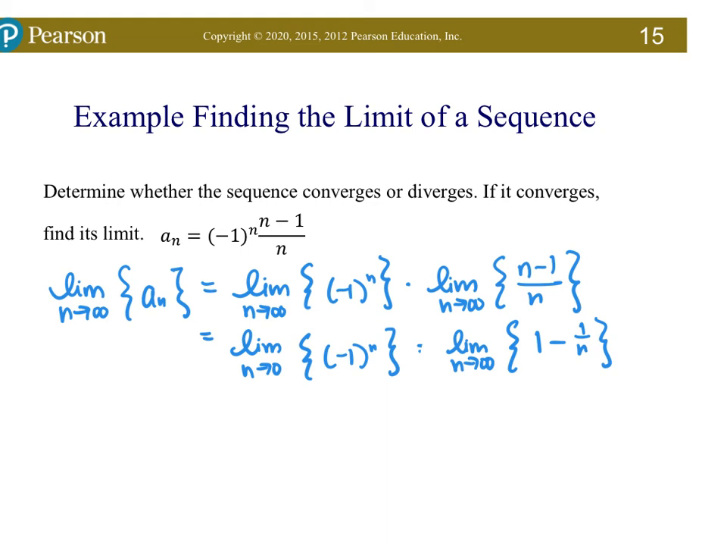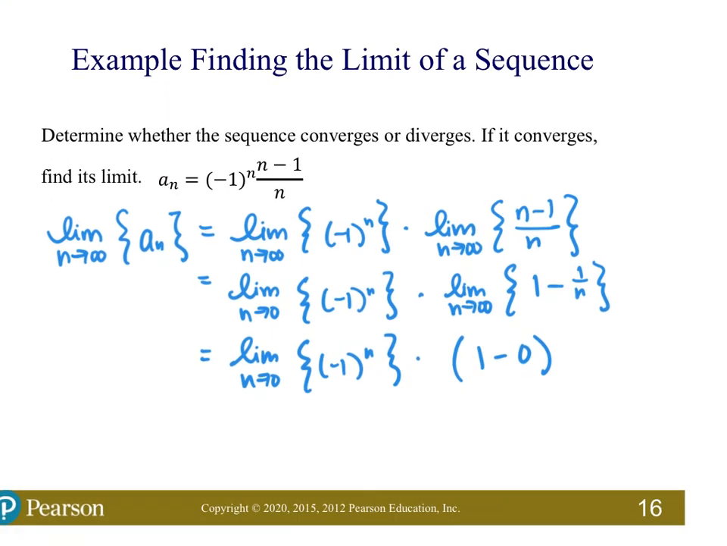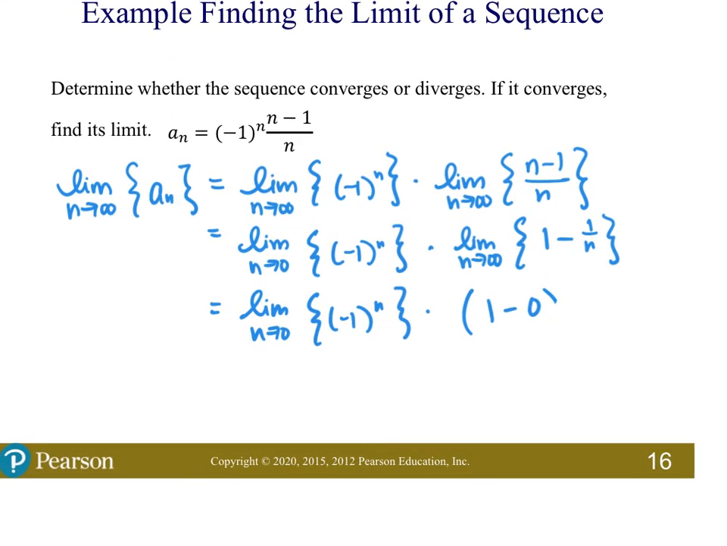Oops, I think I made a mistake here. That should be a multiplication. Okay, so now I've got this being 1 minus 1 over infinity, or 0. And so I've got 1 minus 0, so I've really just eliminated this whole term, multiplying by 1. All right, well, does what I have left approach a constant? This should say infinity. Okay, good.